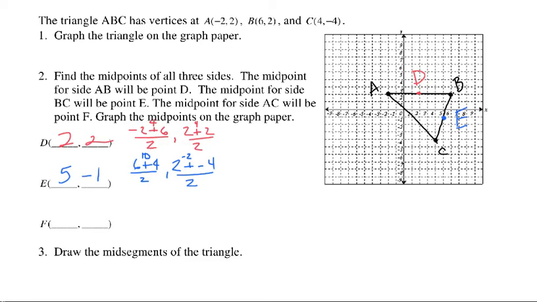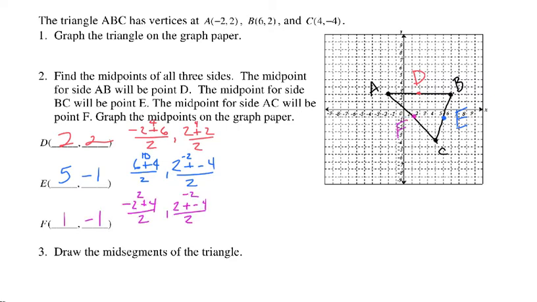All right, so the midpoint of AC is going to be positive 1, negative 1. My work to go along with it is there in purple. Lastly, we're now going to draw the midsegments of our triangle, so we're going to connect the points D to F and D to E, and then E to F.